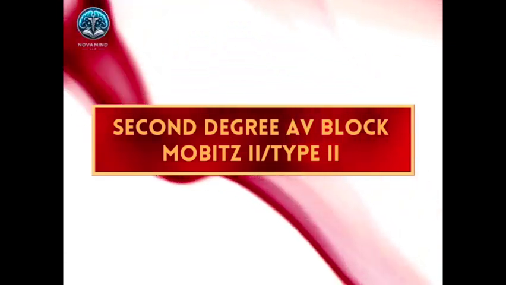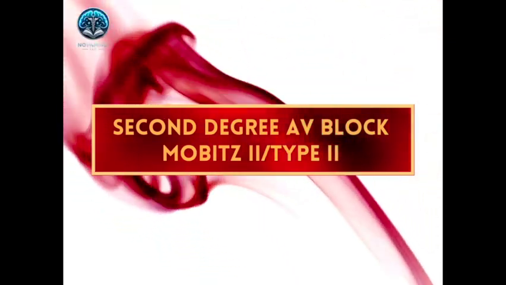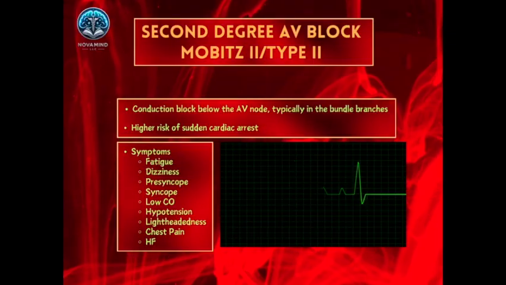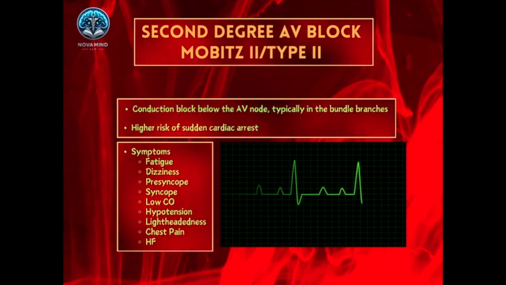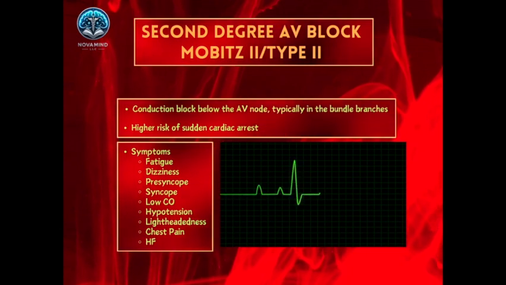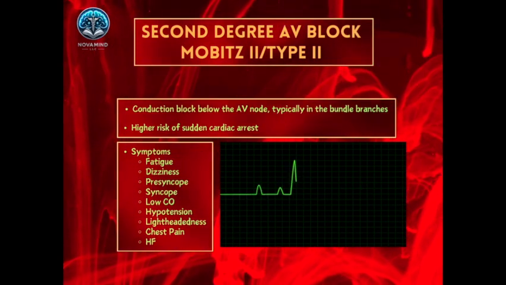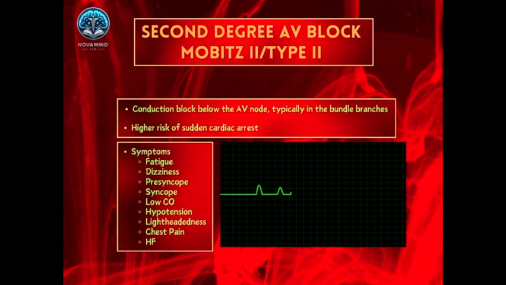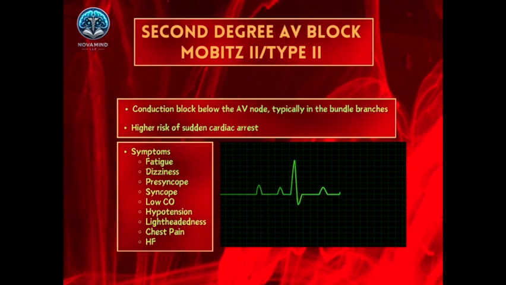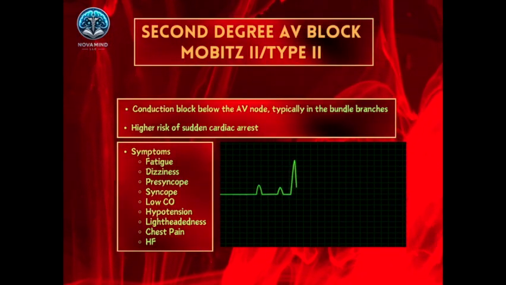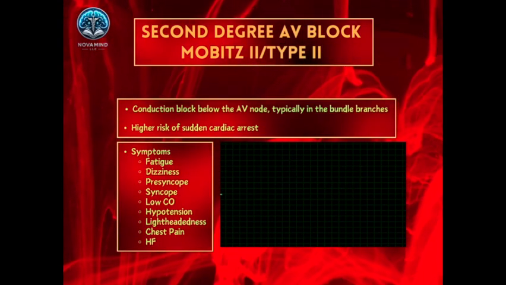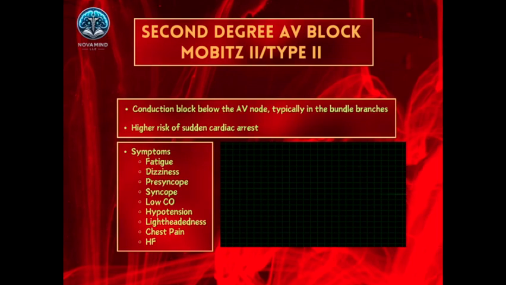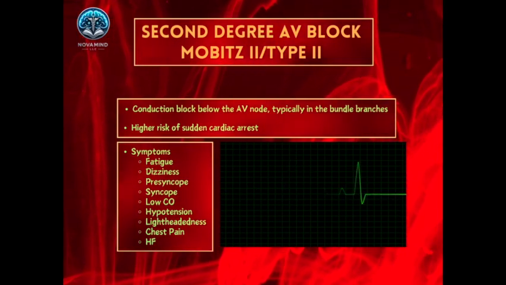The next block is second-degree AV block, Mobitz II, type 2. Understanding Mobitz II second-degree heart block extends beyond EKG interpretation to include clinical implications, associated symptoms, and management strategies. Here are the key aspects: pathophysiology and clinical significance. Mobitz II occurs due to a conduction block below the AV node, typically in the bundle branches, making it a more serious condition than Mobitz I, Wenckebach.